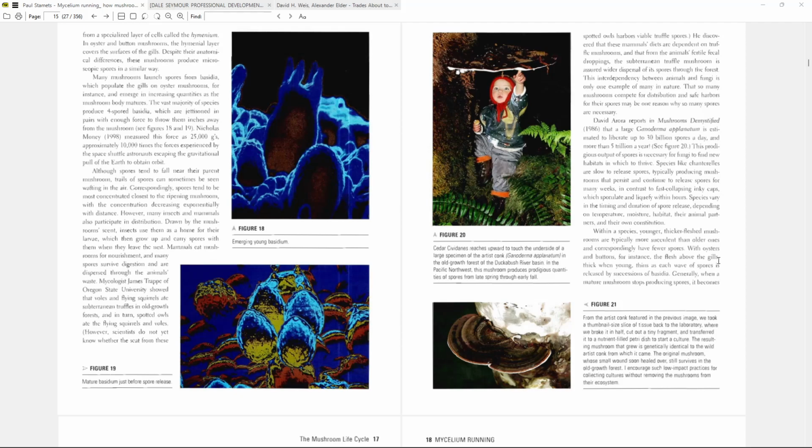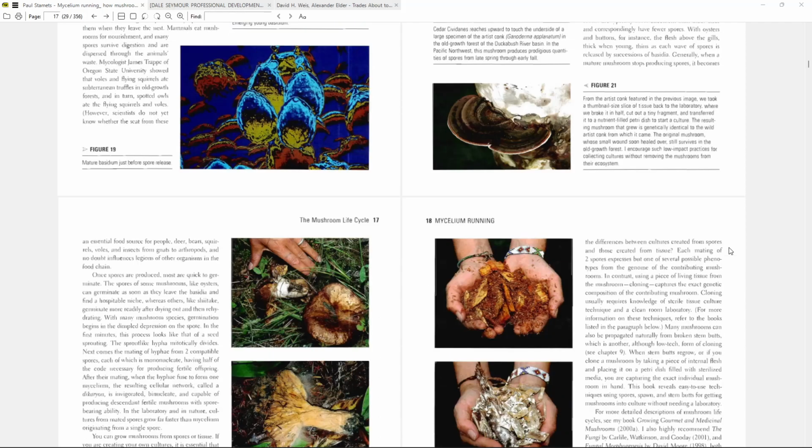With oysters and buttons, for instance, the flesh above the gills is thick when young, thinning as each wave of spores is released by successions of basidia. Generally, when a mature mushroom stops producing, it becomes an essential food source for people, deer, bears, squirrels, wolves, and insects from gnats to arthropods, and no doubt influences legions of other organisms in the food chain.